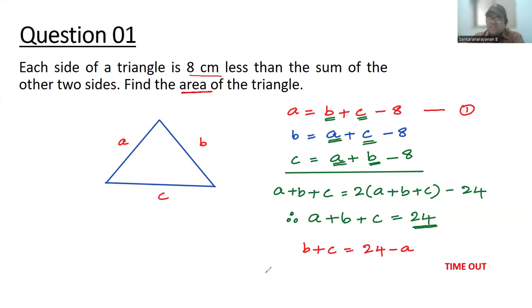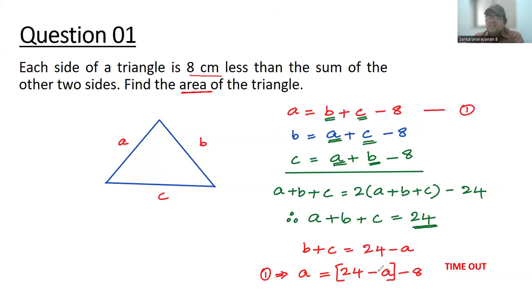So that first condition is going to become something like A is equal to, instead of B plus C, you put 24 minus A, minus 8. Yes or no? I just replace that B plus C with 24 minus A. So A is equal to 24 minus A minus 8. It comes like that.